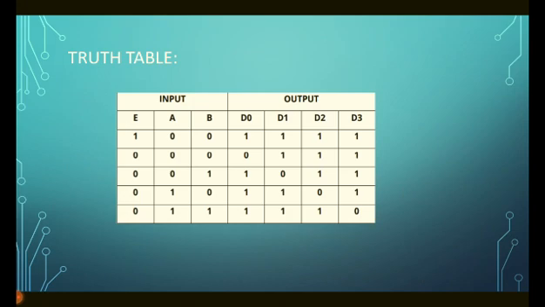And for the truth table, we have 3 inputs and 4 outputs. When we give input for the enable pin, the output is for D0, D1, D2 and D3. When we give all 3 inputs as 0, we get output for D1, D2 and D3. When we give input for B, we get output for D0, D2 and D3. When we give input for A, the output will be for D0, D1 and D3. When you give input for A and B, we get output for D0, D1 and D2.